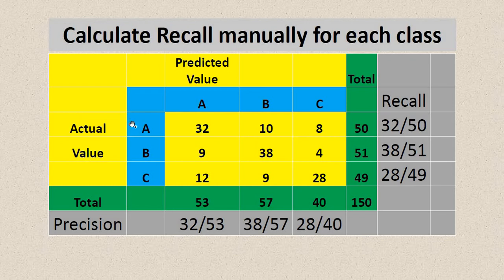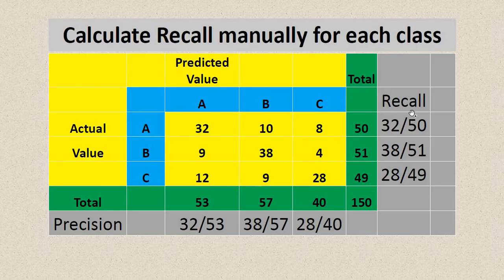The sum of the total actual for class A will be 50. The sum of the total actual for class B will be 9 plus 38 plus 4, which is 51. The sum of the total actual for class C will be 12 plus 9 plus 28, which is 49. Similarly, we have calculated the sum of the total predicted values: for class A it is 53, for class B it is 57, and for class C it is 40.